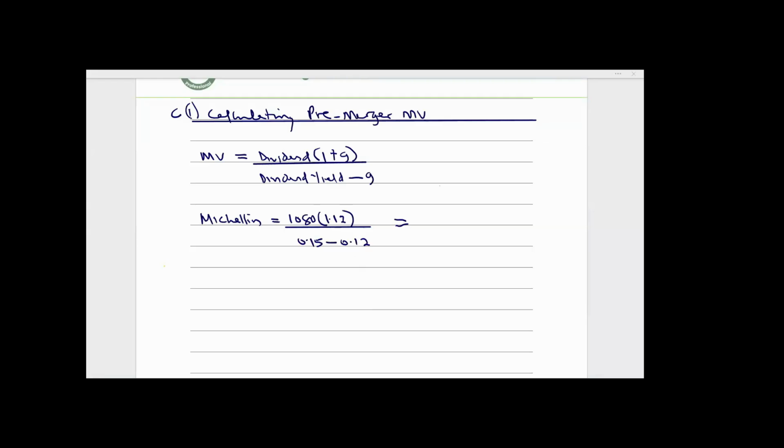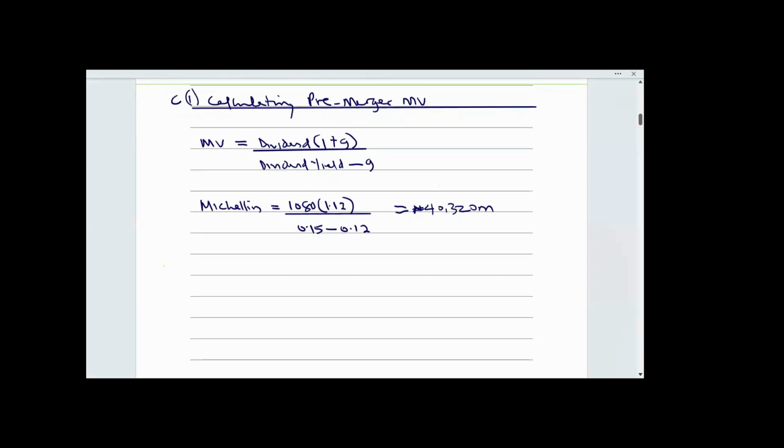1,080 multiplied by 1.12, equals, then divided by 0.03. That's 43.20, yes. So this is 43,20 million. That is approximately 40 billion naira is the value of Michelin. As of today, Michelin Bank is worth 40 billion 320 million naira.